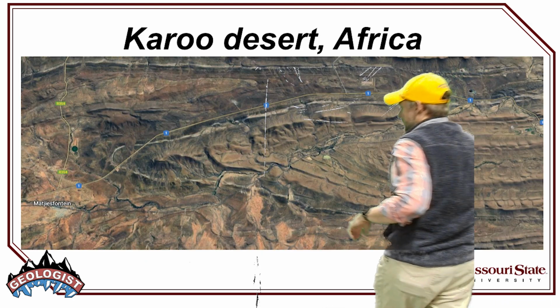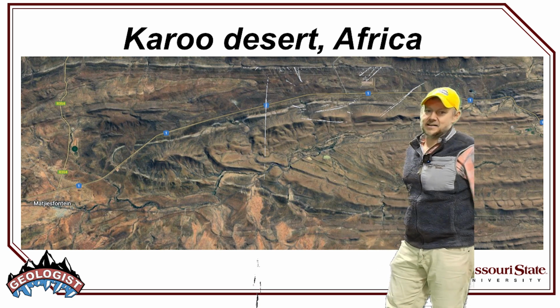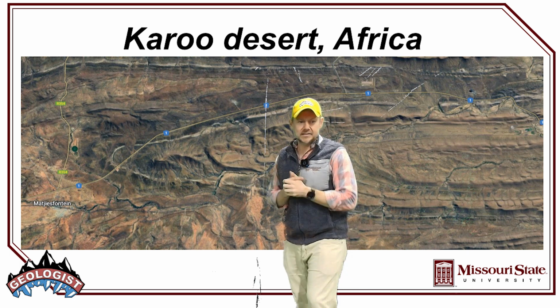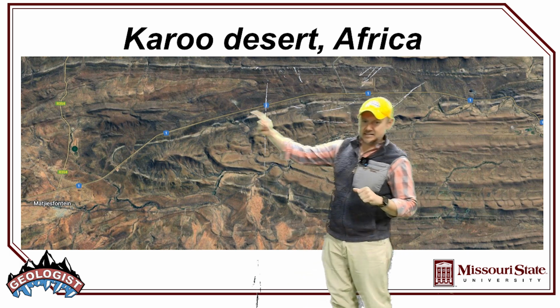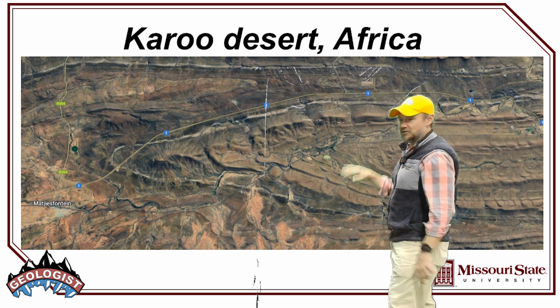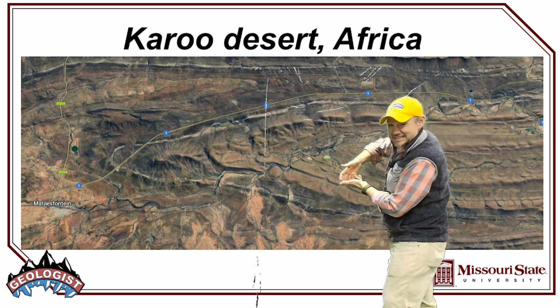Let's look at a few examples. All right, here's the Karoo Desert. This is South Africa. This is a bit of an offshoot desert of the Kalahari, more or less. And you can see this nice A shape. And so this is a good example of the rocks here dipping towards the middle. The youngest rocks are in the middle. The oldest rocks are on the outside, so that's a big syncline.